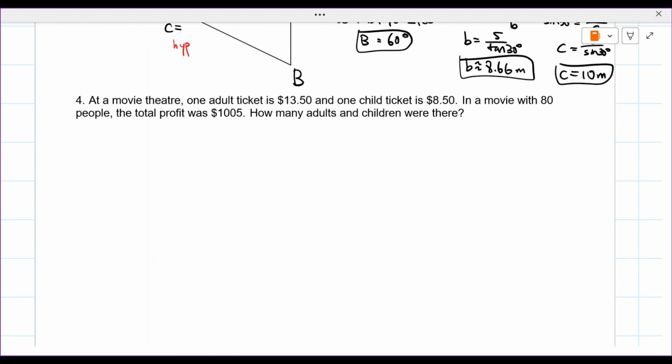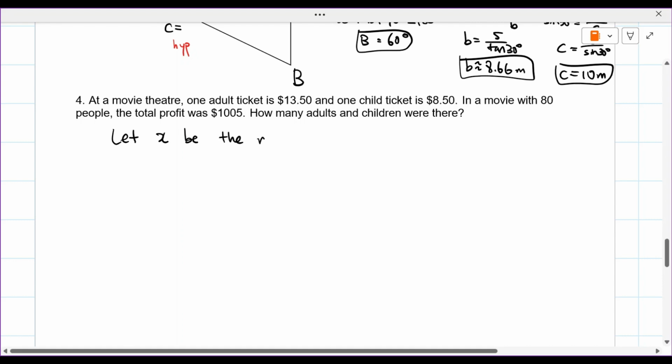Well, the first thing we need to do is identify the unknown values, which are the number of adults and the number of children. So let's declare the variables. Let x be the number of adults.